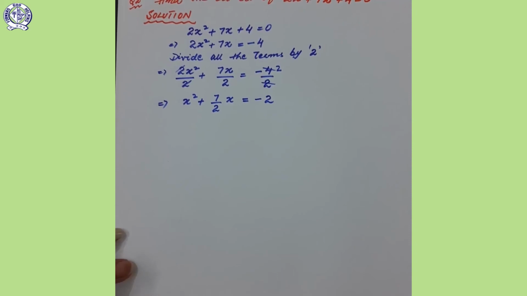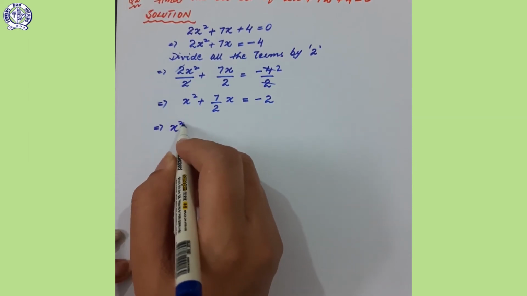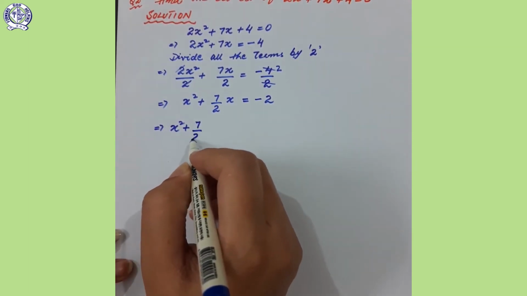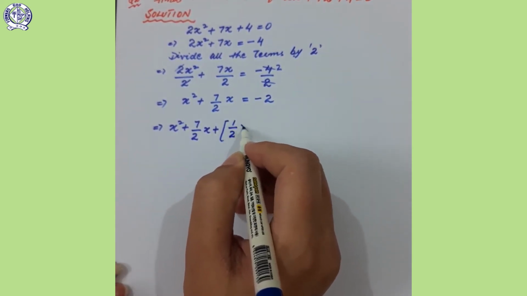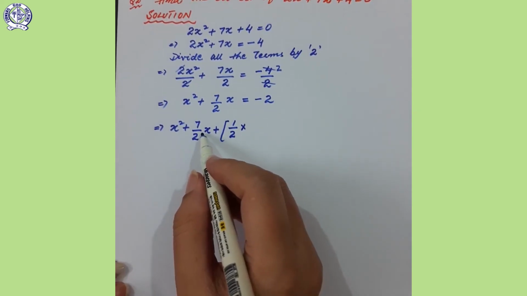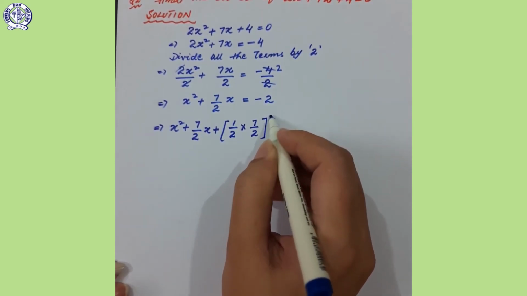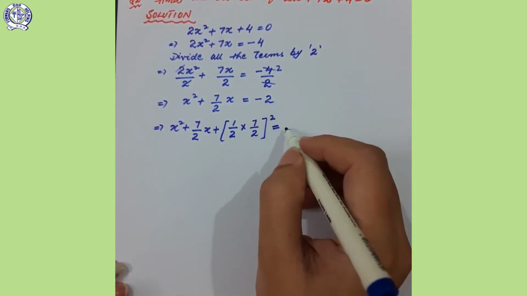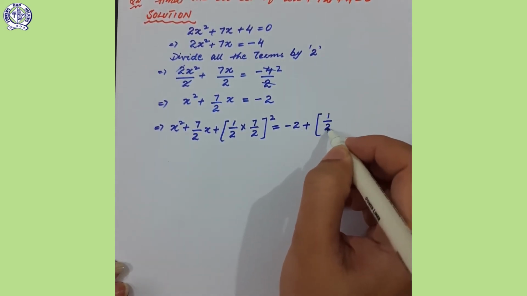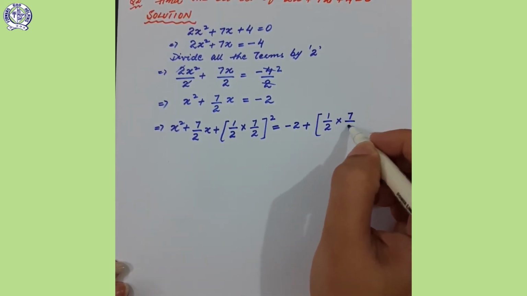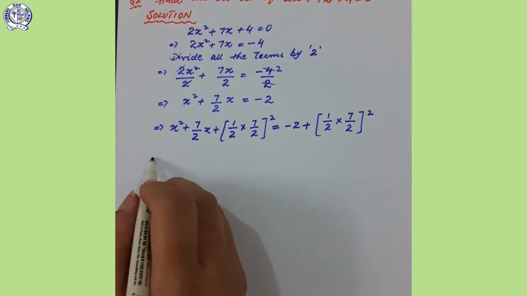You will add half into the coefficient of x, the whole square, on both sides. x square plus 7 by 2x plus, so you add half into the coefficient of x. The coefficient of x is 7 upon 2. So 7 upon 2, and then the whole square, equals minus 2 which is already there, and add half into the coefficient of x, 7 upon 2, the whole square. Only this part you have to remember: what to add.